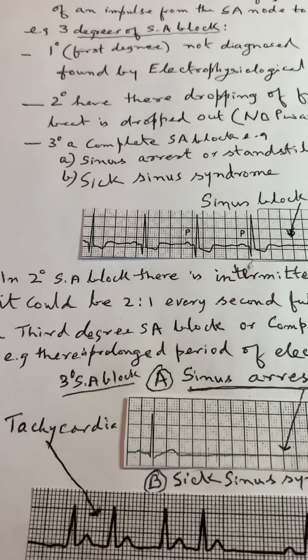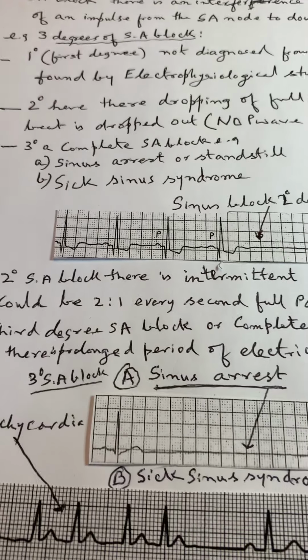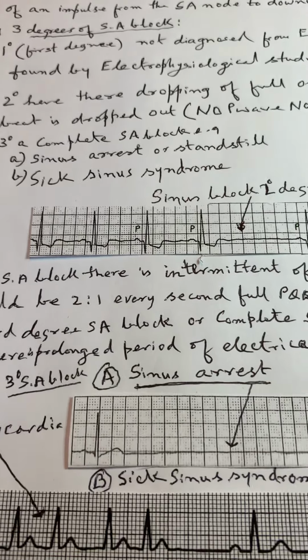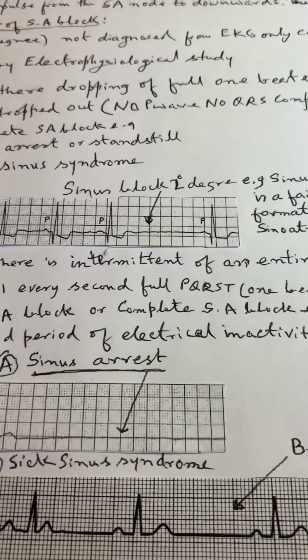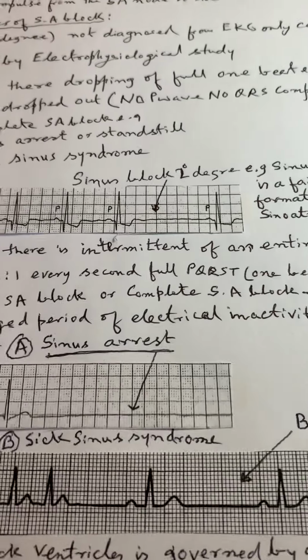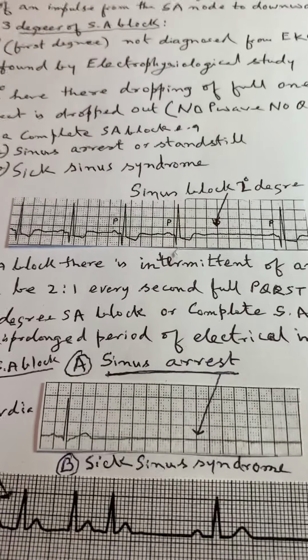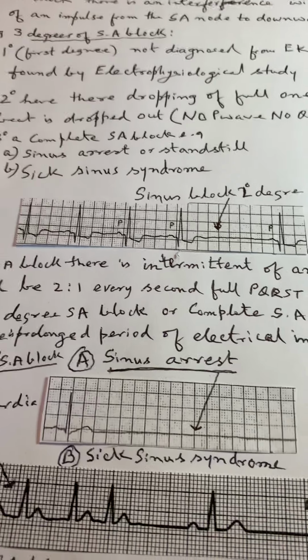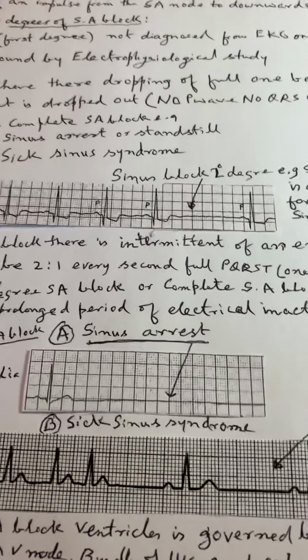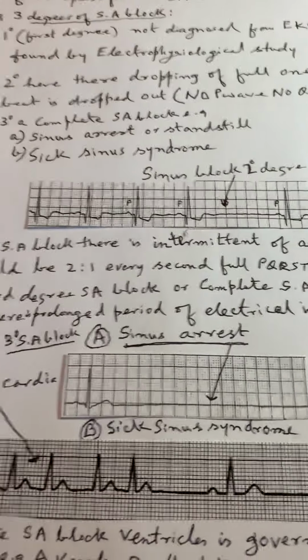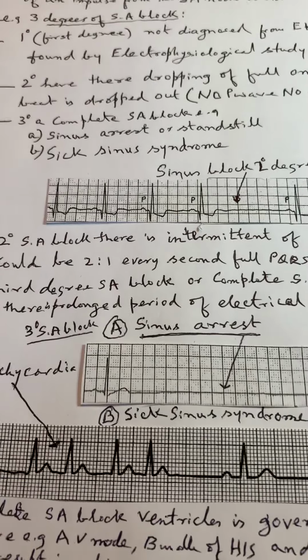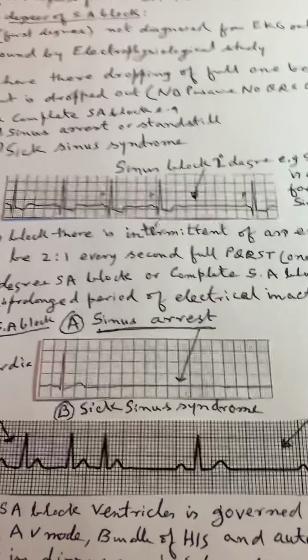For example, in this sinus arrest there is a prolonged period of electrical inactivity, no electrical activity, no PQRS, and there is nothing, followed by a long pause, and then it starts again. Now, this is third degree block. Here we have to pause.